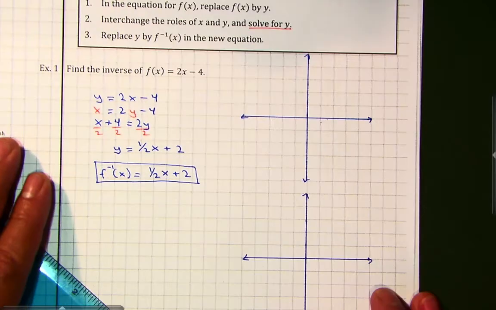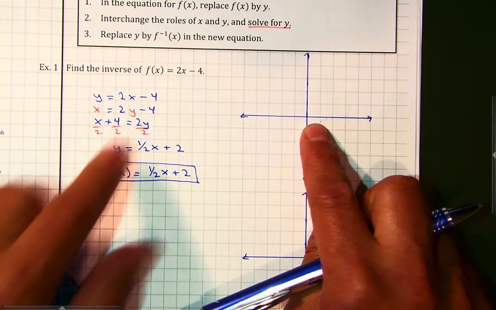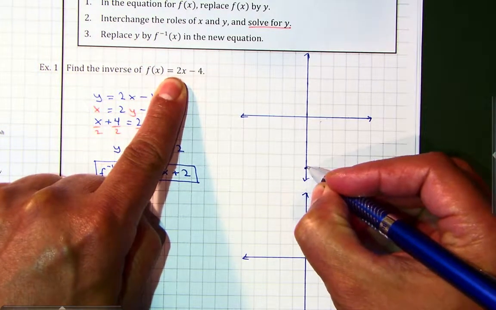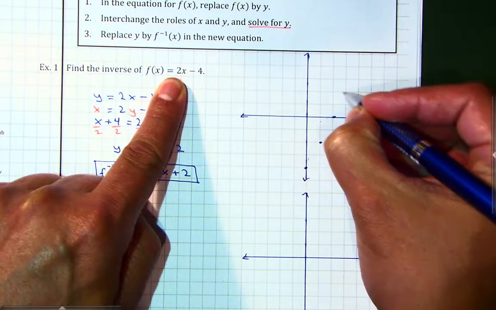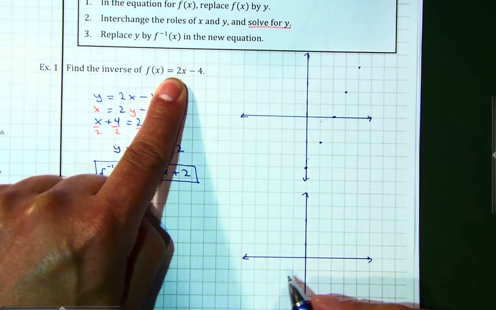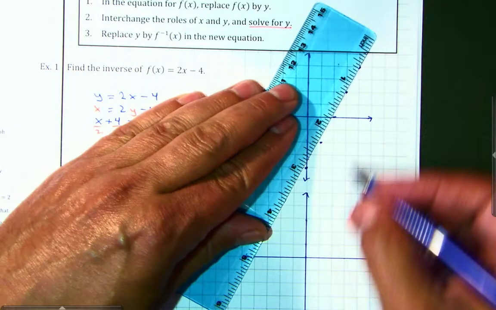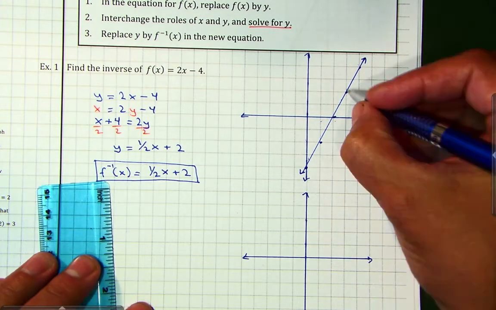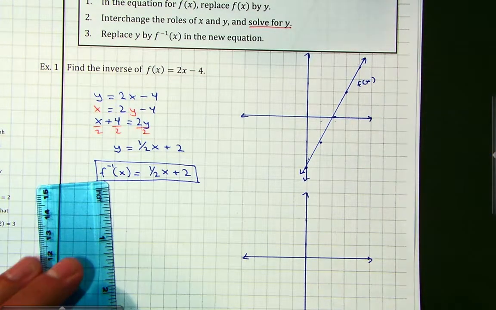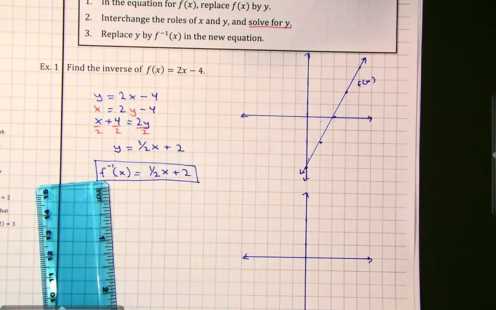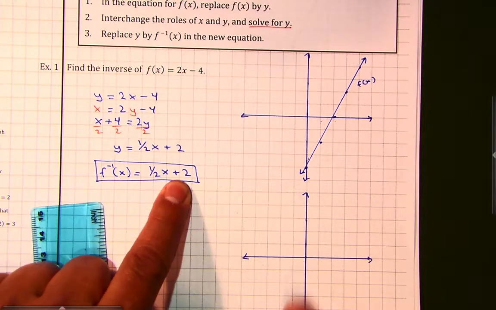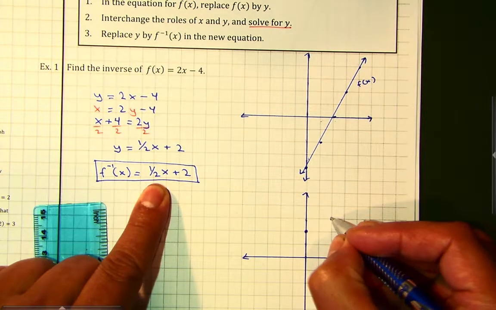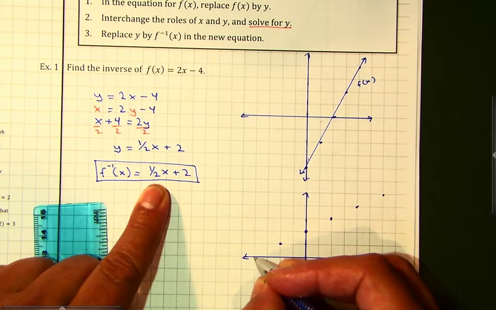So let's graph on the first one, the original function, which has y-intercept of -4, and my slope is up to the right 1. Positive slope, so this looks fine. This is the original function, this is f of x. And now let's graph the inverse function here. My y-intercept is +2. My slope is 1/2, up 1 to the right 2, or the opposite.